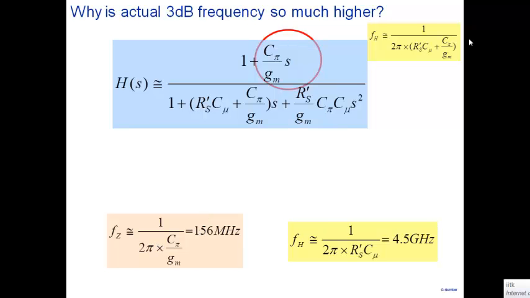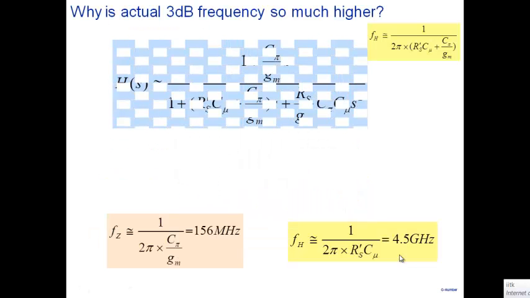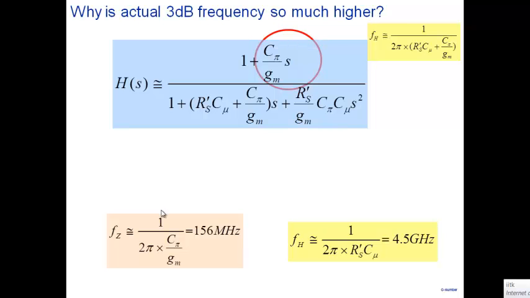This is 156 megahertz, and this we just calculated, approximate value 126 megahertz here. So these two are getting cancelled. The dominant pole is getting cancelled by the 0. And so what are you left with? The non-dominant pole, which is 1 over 2 pi Rs dash C mu. So the non-dominant pole is at 4.5 gigahertz.